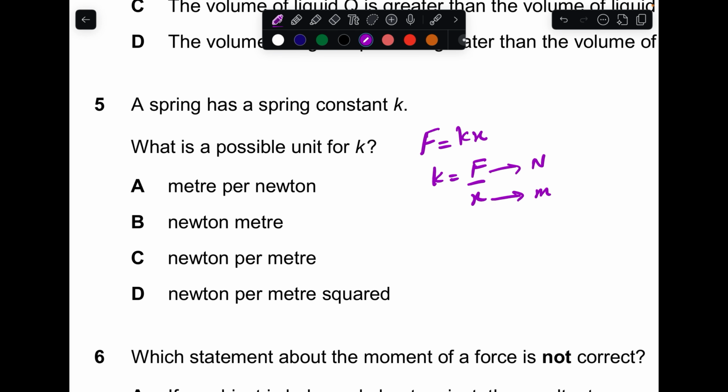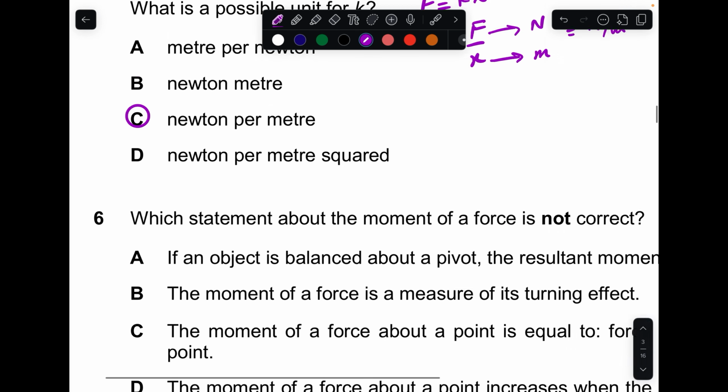Okay, so it should be option C that is correct. Okay, so it is Newton per meter.